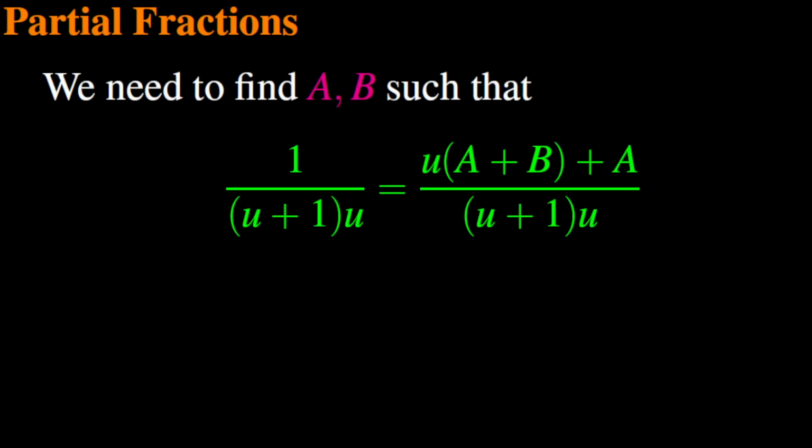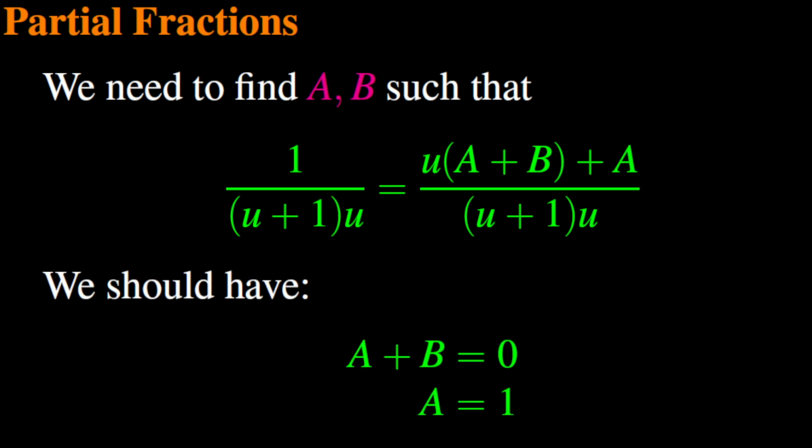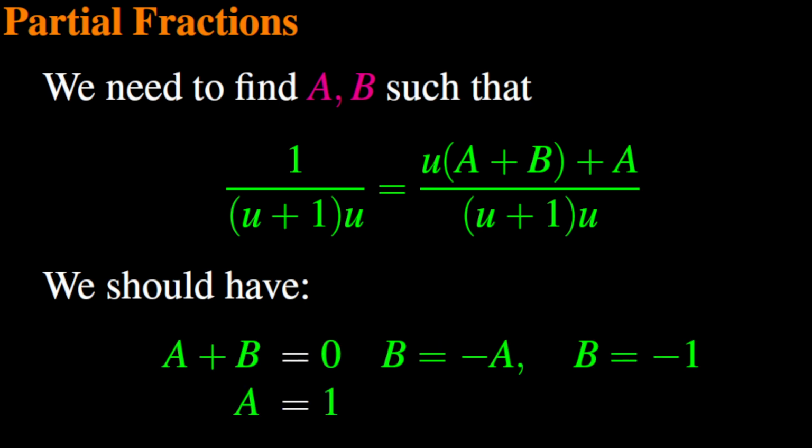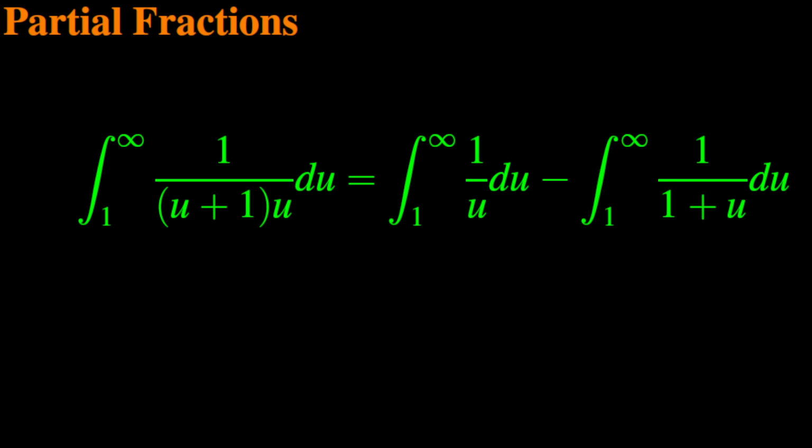The next step is to expand the numerator of this new fraction. The numerator of the new fraction is u times a plus b, plus a, and its denominator is still u times u plus 1. This gives us the following system of equations: a plus b equals 0, and a equals 1. When we solve the system of equations, we easily find that a equals 1, and b equals negative 1.